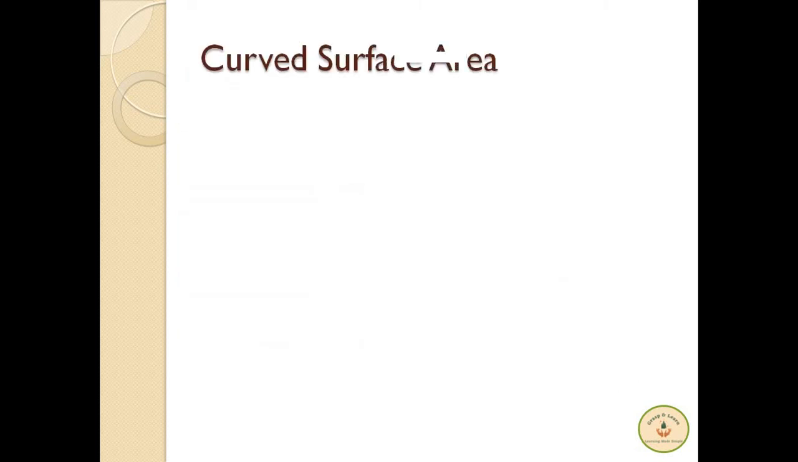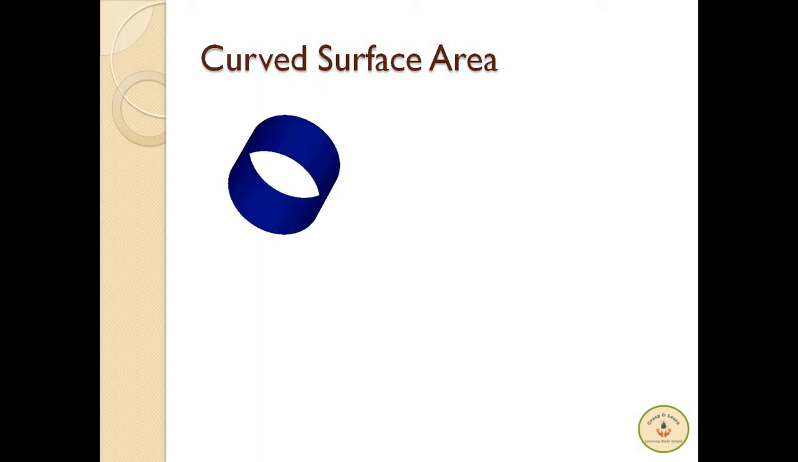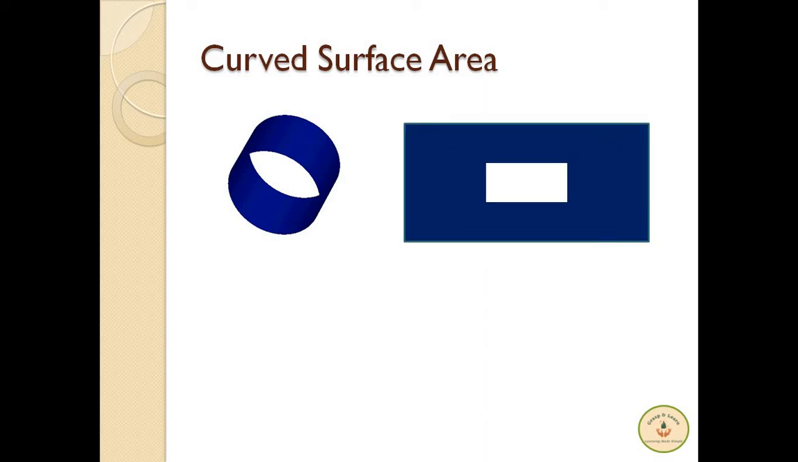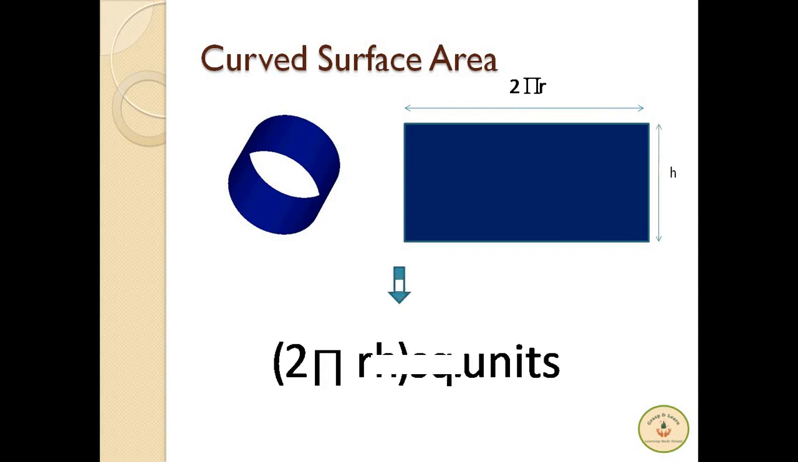Now only curved surface area is calculated when both top and bottom circles are missing. In that case, the curved surface area, as we saw earlier, is the area of the rectangle with length equal to 2 pi r and breadth equal to height, giving us 2 pi rh square units.